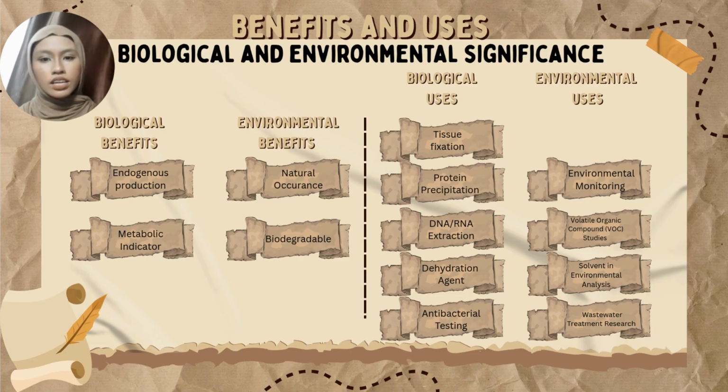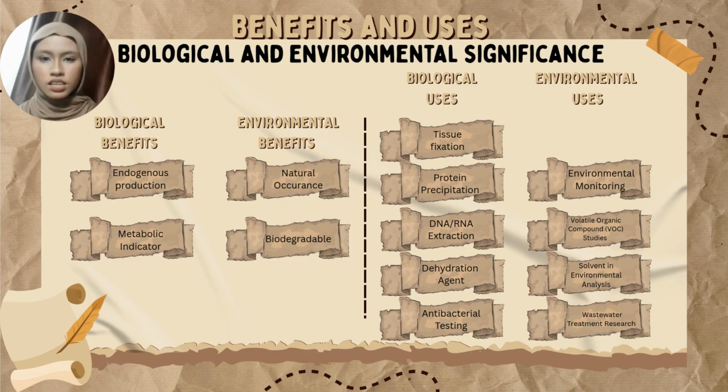Third, DNA or RNA extraction. Acetone is occasionally used to remove lipids or contaminants during nucleic acid isolation. Fourth, dehydration agent. Acetone is used in preparing biological samples for electron microscopy. Lastly, for uses of biological significance is antibacterial testing. Acetone acts as a solvent for certain antimicrobial agents in microbiology labs.